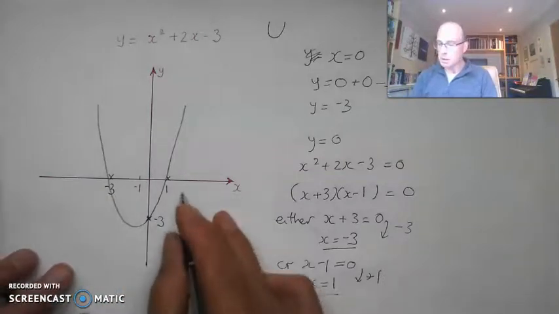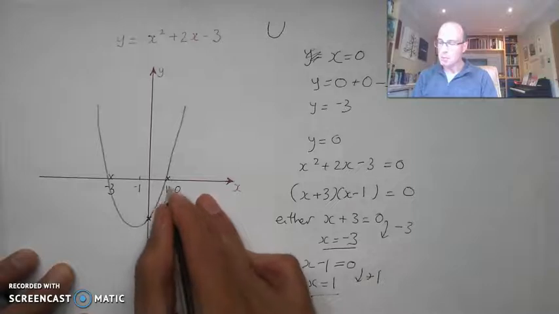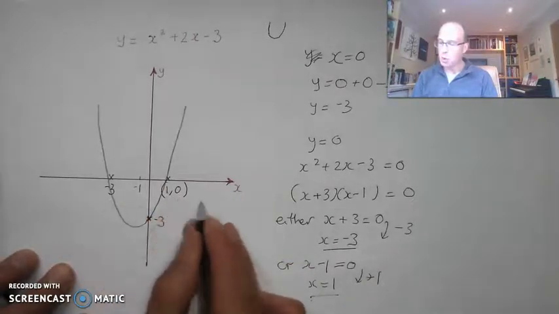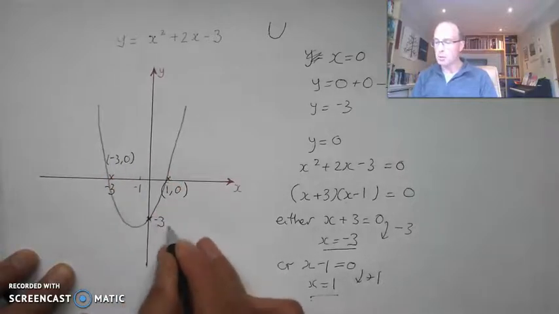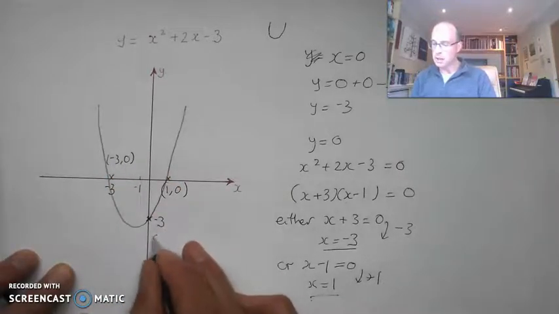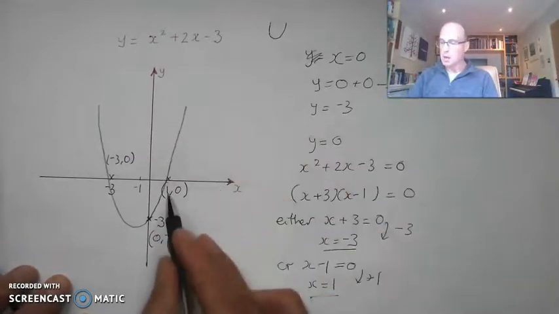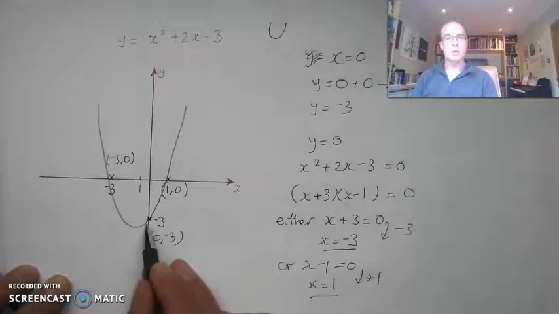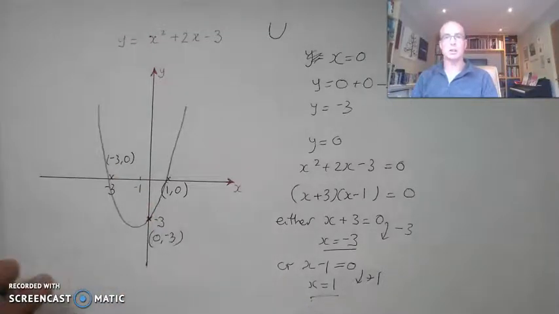Again, with this, I could probably get away with putting my intercept points on, but much better to write in coordinates if you can. So we've got 1 and 0, we've got negative 3 and 0, and the point down here is at 0, negative 3. So I've got my curve, I've got my U shape, I've got my 2 x-intercepts, and I've got my y-intercept marked on my diagram, and I've sketched the quadratic.